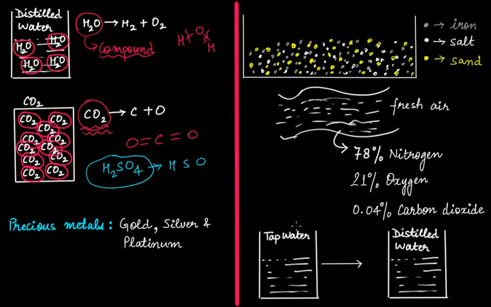Now, the next point is about elements. Hydrogen is an element, oxygen is an element, carbon is an element, and sulfur is an element. Elements are also pure substances. Just like compounds, elements are also pure substances, and unlike compounds, they cannot be chemically broken.